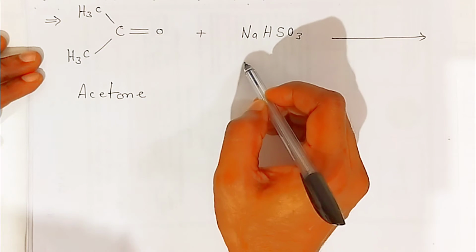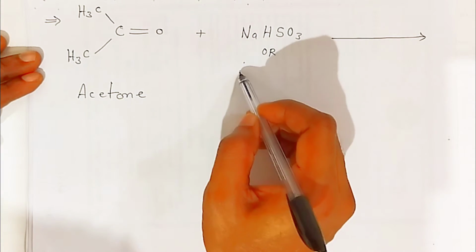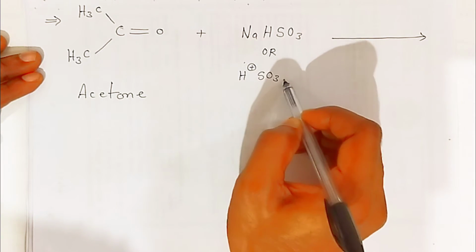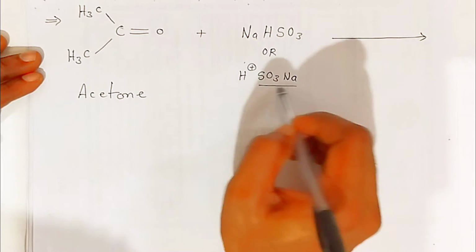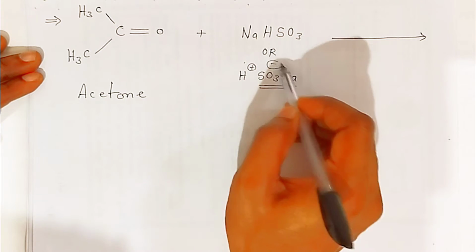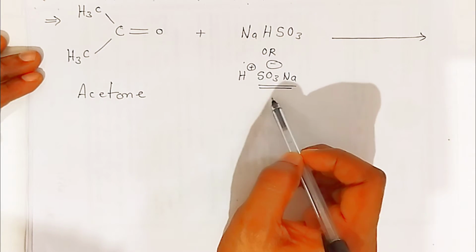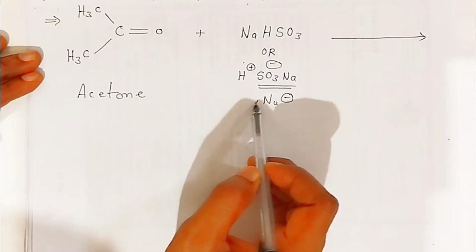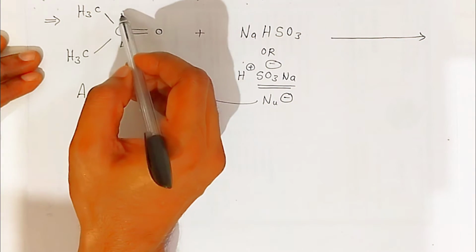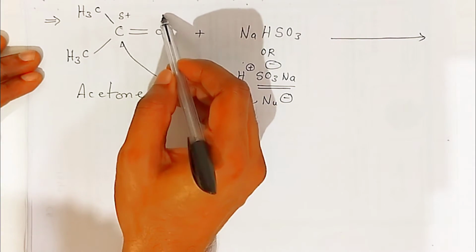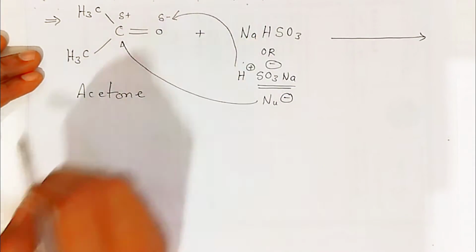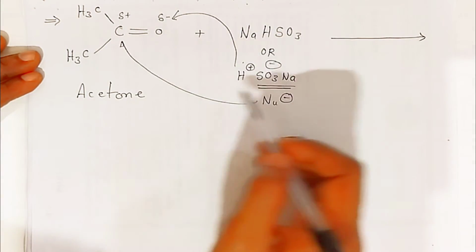here students, this hydrogen will be positive charge, and this SO3Na, sodium sulphite, the whole is the negative part. Now what happens, students? This is the nucleophile. Here it will act as a nucleophile. Now this nucleophile will attack the positive part of the carbonyl, and the oxygen is the negative part. Now this hydrogen will attack the oxygen. So the whole molecule is added.